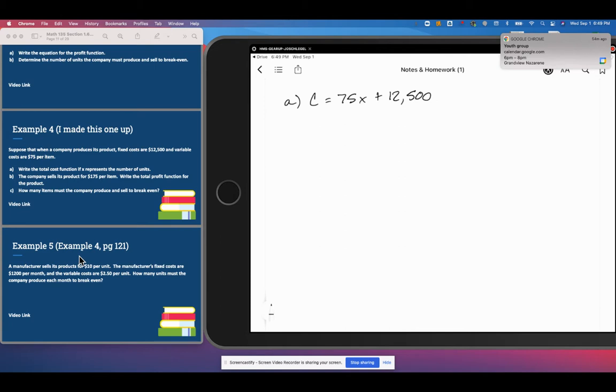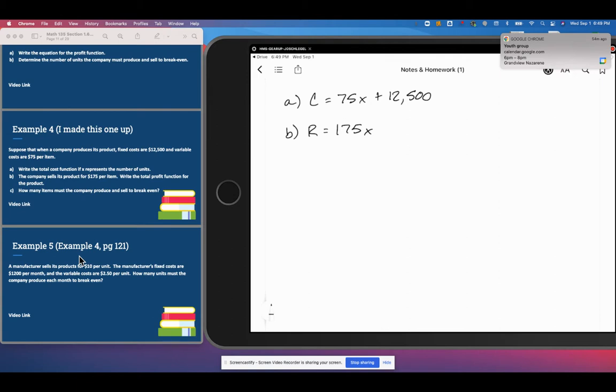And for part B, we are going to be asked, the company sells its product for $175 per item. That's an example of revenue. And so we are asked to write the total profit function for the product. We can't do that yet because we don't know what the revenue function is. And so what we need to do is use the information we were given, that it sells its product for $175 per item, to produce a revenue function. So revenue is going to be 175x. That means $175 for every item that we produce and sell is what we are going to make in revenue.